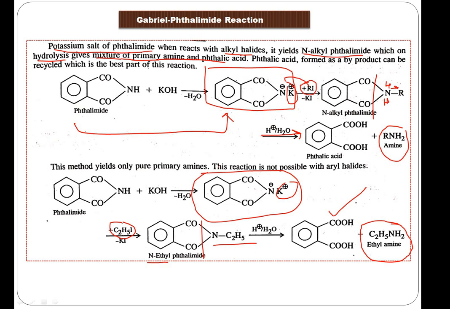Now the important thing is that this method doesn't work well, it's not possible, for aryl halides. So with the help of the Gabriel Phthalimide reaction, you can prepare primary amines, but it can't be used with aryl halides.